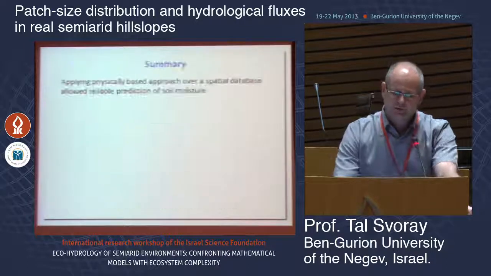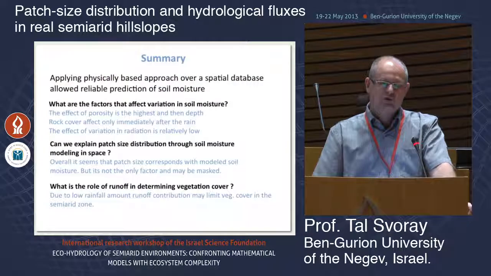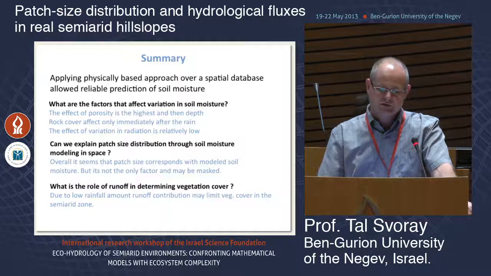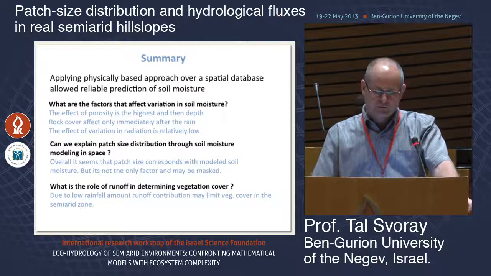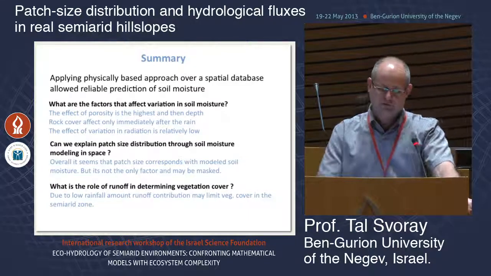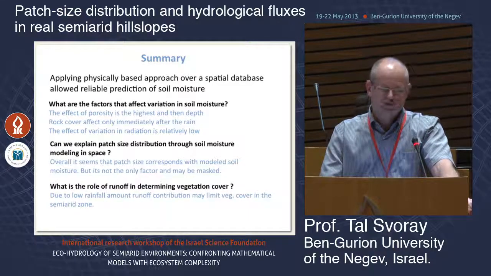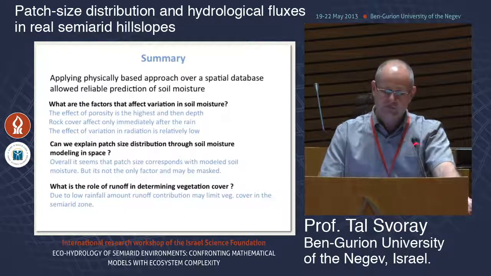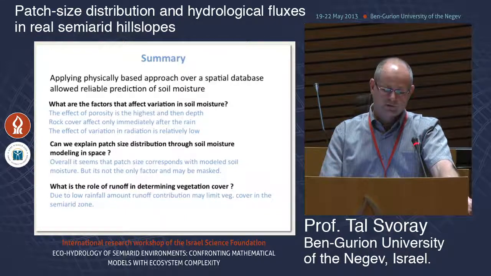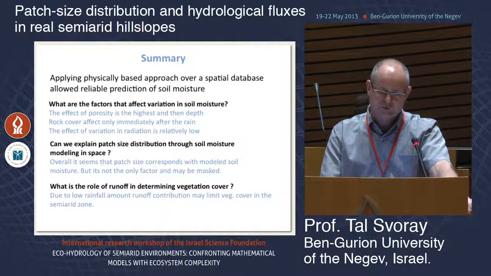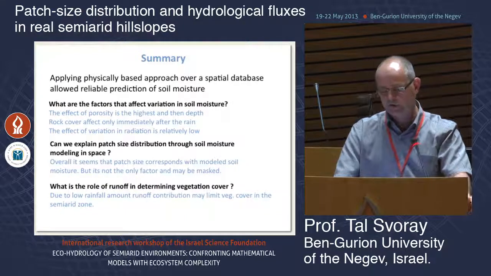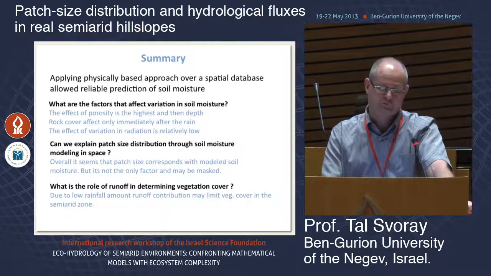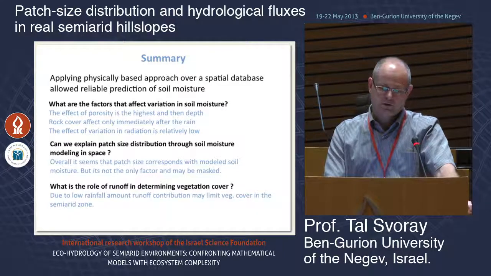Okay, to summarize. Applying a physically based approach over a spatial database allowed us reliable prediction of soil moisture. The porosity was the factor that had the largest effect on the spatial variation in soil moisture, and then the depth. The rock cover had an effect mainly immediately after the rainfall, and surprisingly, the effect of radiation was relatively low, probably suppressed by the effect of the crust layer.